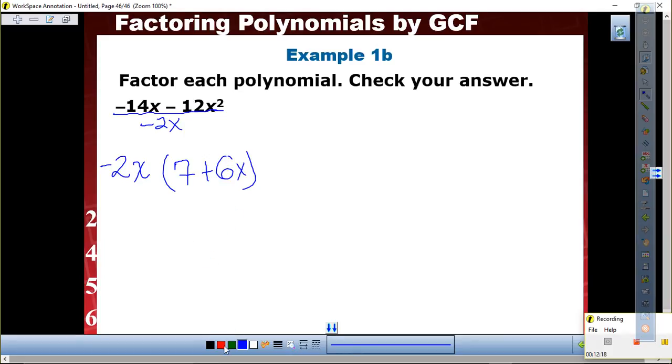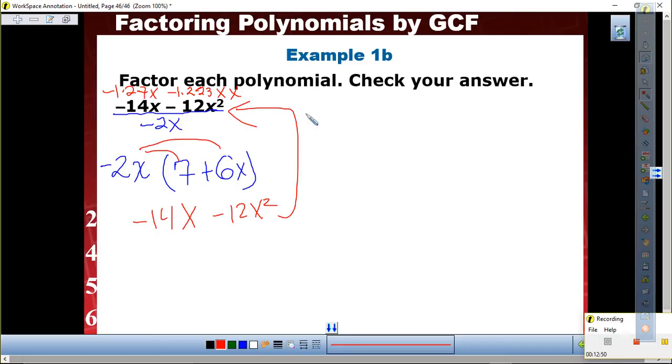And if you don't see it, factor it out. Yes? All right. And if we multiply these, we'll get the same thing. Yes? Let's double check. This is negative 14x. This is negative 12x squared. Did we get the same? Yes. So, steps.